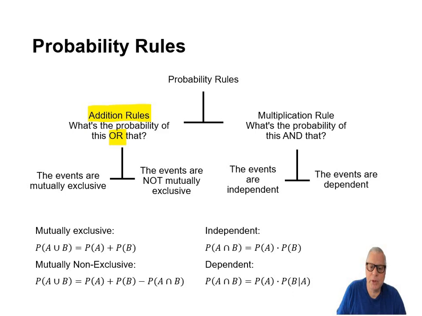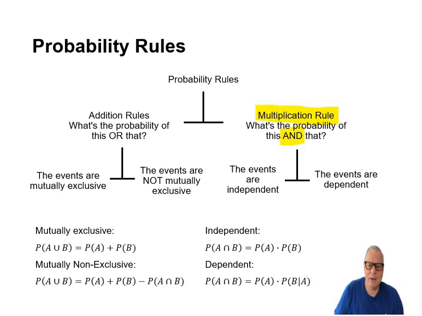Okay, so whenever you hear in a question, what's the probability of this or that, you know immediately we are dealing with an addition rule. Well, you could also hear in a question, what's the probability of this and that? And whenever you hear this and that, you are dealing with a multiplication rule. And when it comes to the multiplication rule, what matters is: are the events independent or are they dependent?